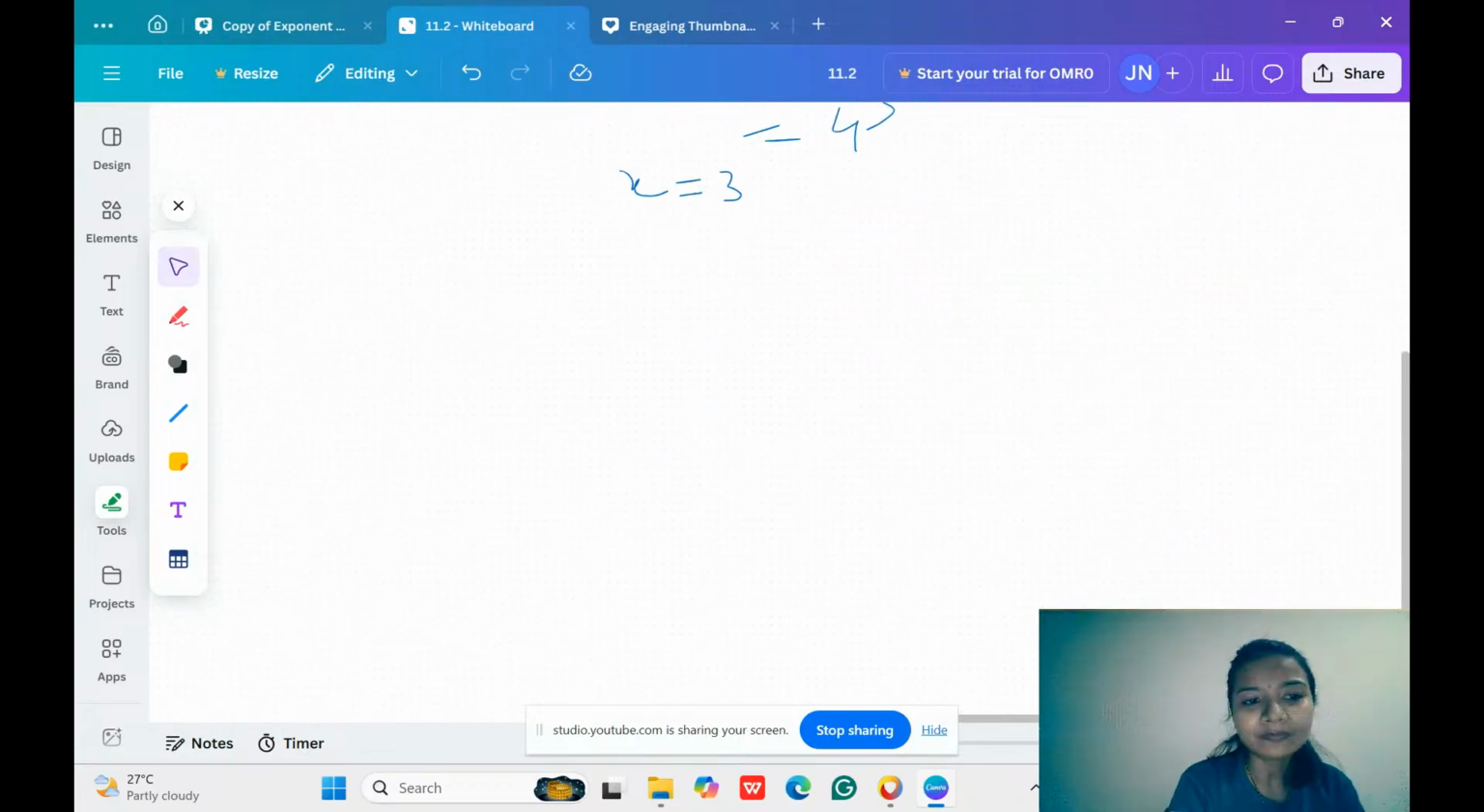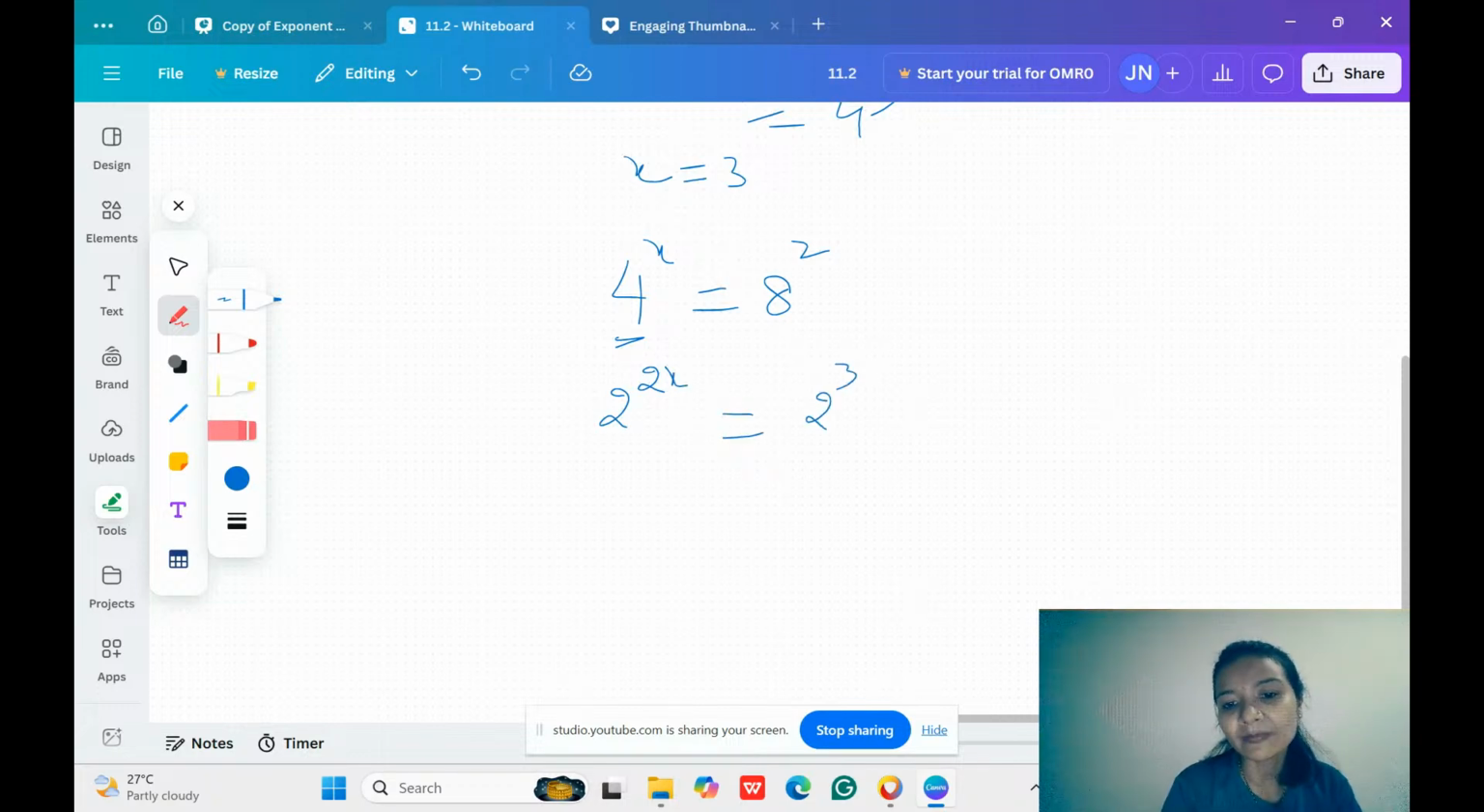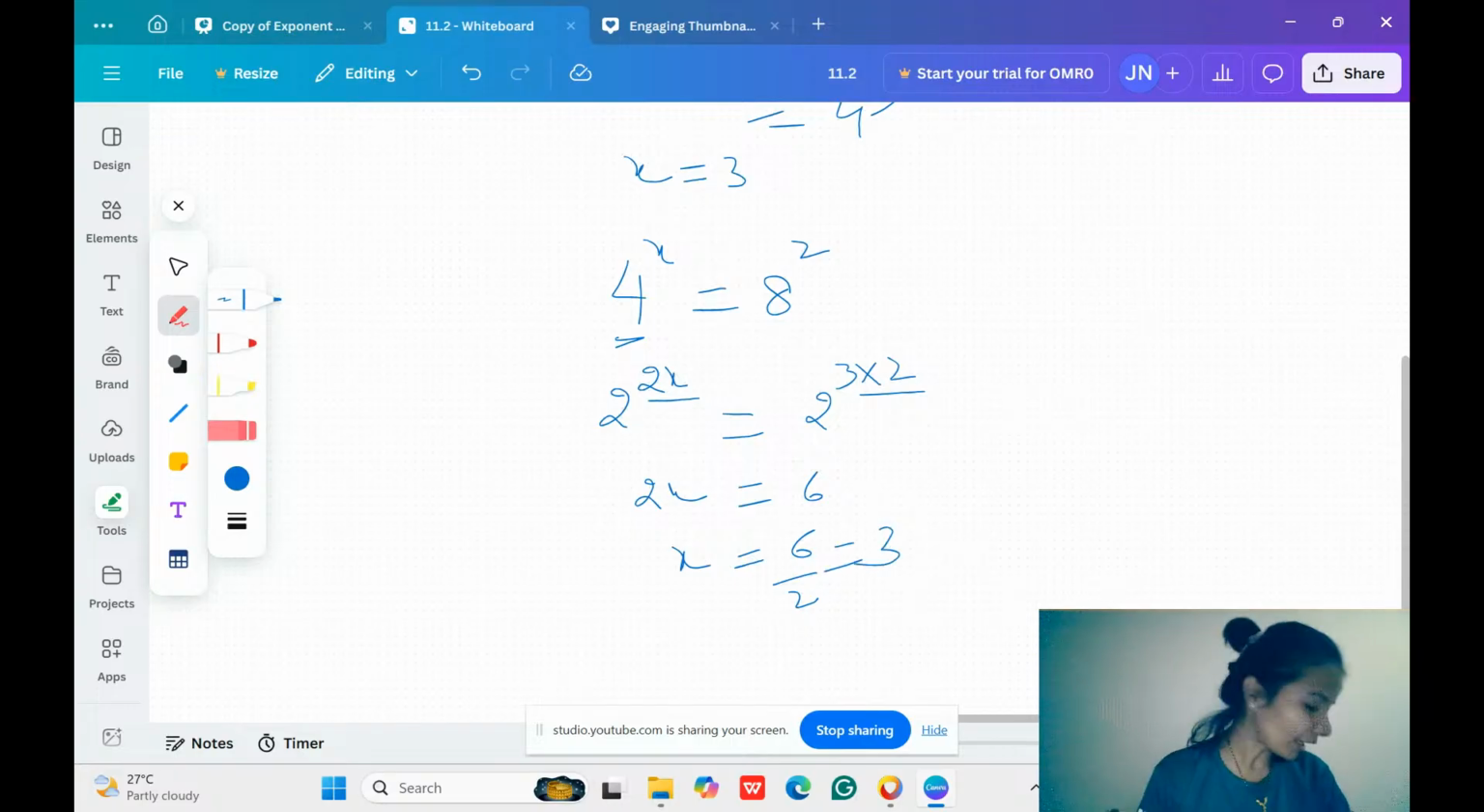Another one is to convert these bases into your choice, like into the basic form. Like 4 is 2 raised to the power 2, so this will become 2x. And 8 is 2 raised to the power 3, and then you have 2 outside. So you know that you can equate these. You've learned algebra, right? So x is equal to. Did you think of any of these methods?